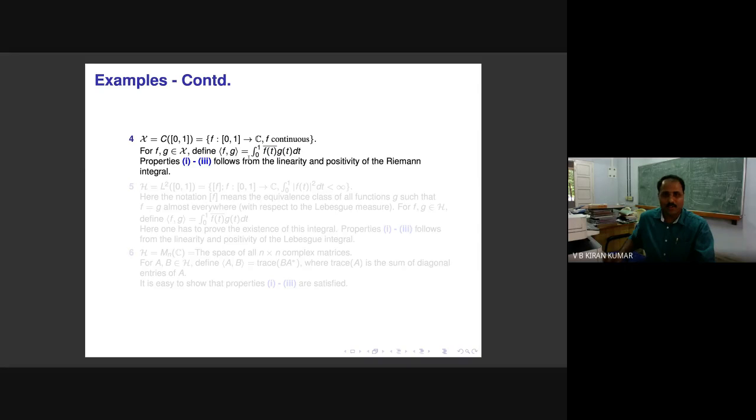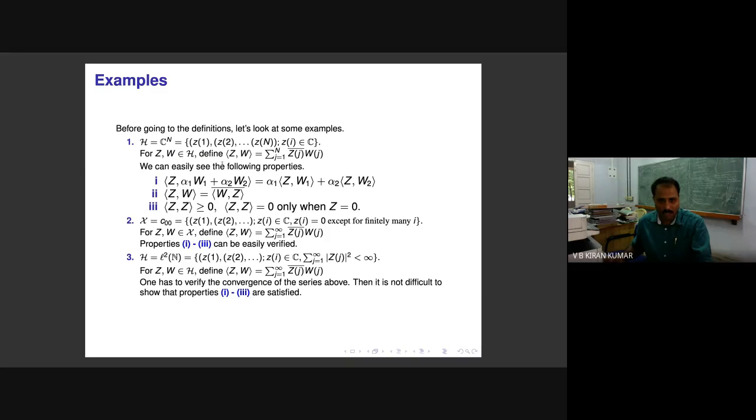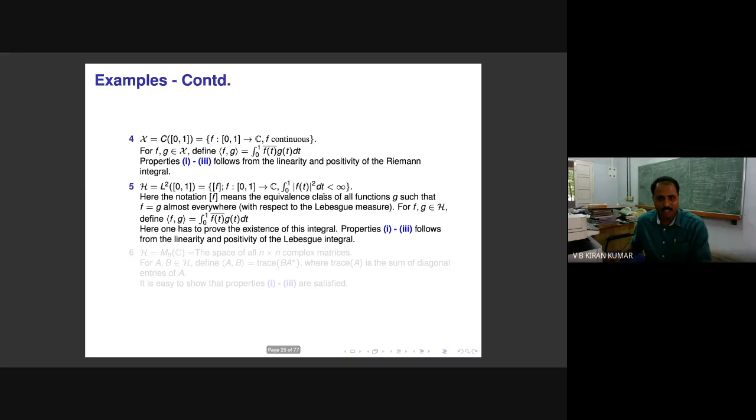You know that Riemann integration is linear, and also it is positive, in the sense that if f is greater than or equal to 0, then the integral of f is greater than or equal to 0. These two properties will give you properties 1 to 3, but you have to do some work on the last property. This will be non-negative always, but if you want to obtain that the inner product of f with itself equals 0 only when f equals 0, you have to do a little bit of work. What do you have to do?